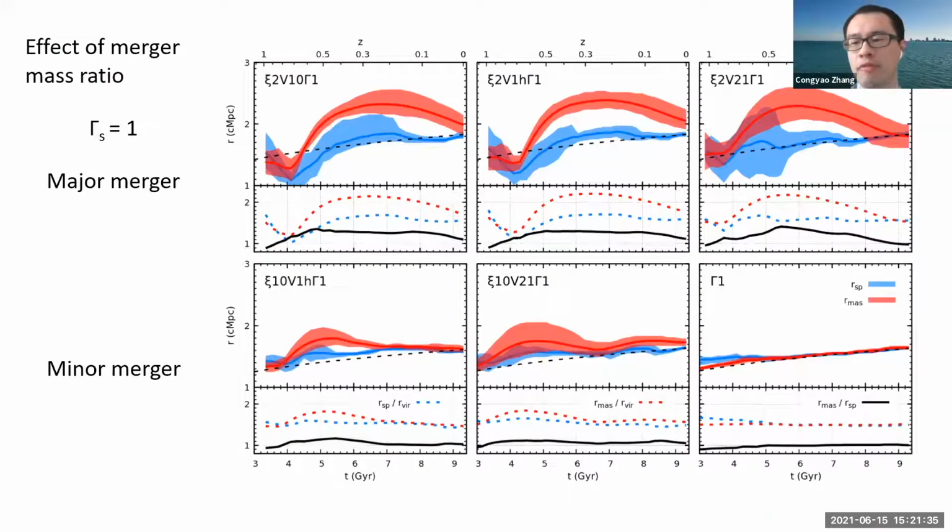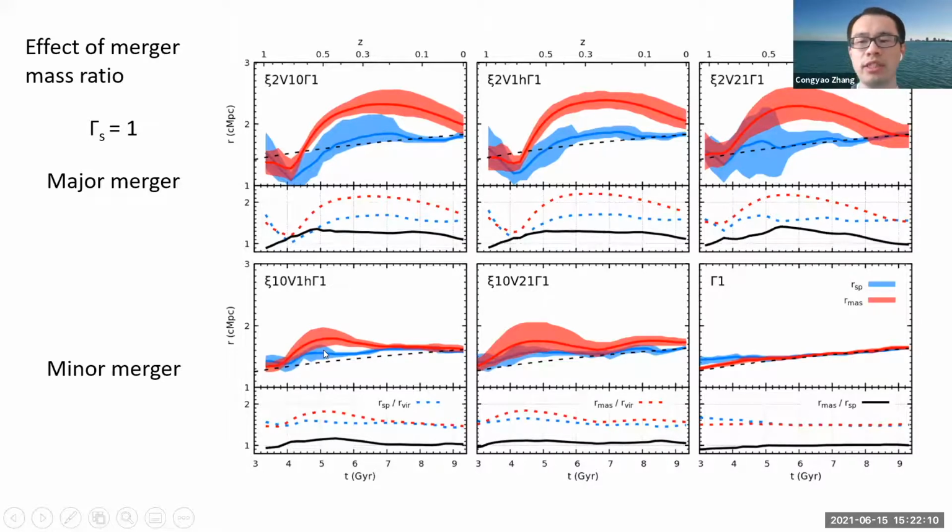And here I show the evolution of the shock radius and splashback radius in red and blue curves. Top panels show you the result from major mergers, but with different merger configurations, and bottom panels show you minor mergers. And all these simulations here use the same smooth mass accretion rate, which is 1. You can see in major mergers, there could be a large radius offset between shock and splashback feature. The ratio is around 1.5, and this offset is less prominent in minor mergers.